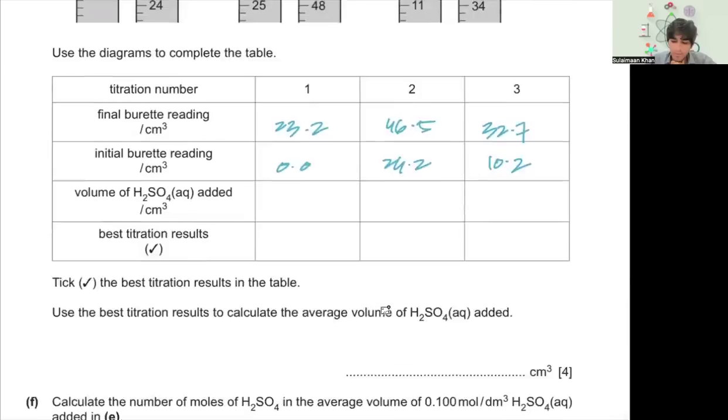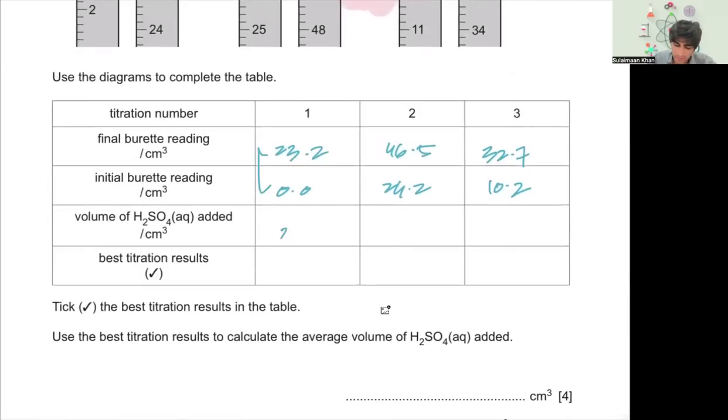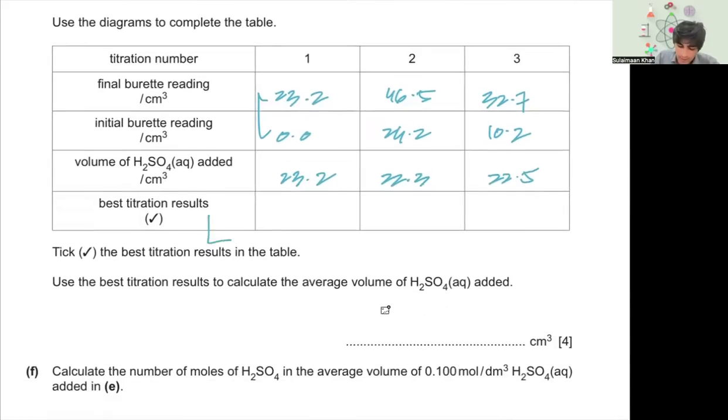Here, what's the volume of acid used? Just subtract the two. 23.2, 22.3, thank you, and then that's 22.5. Done. Now, what are the best titration results? Remember, the two results which are closest to each other are the best titration results. We call them concordant results.